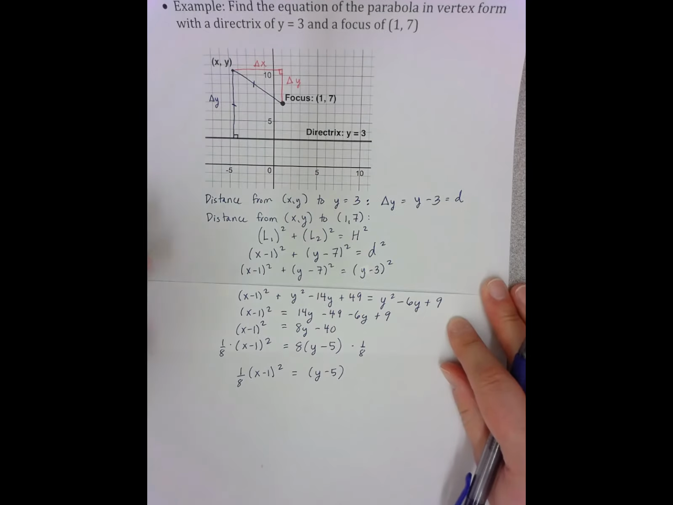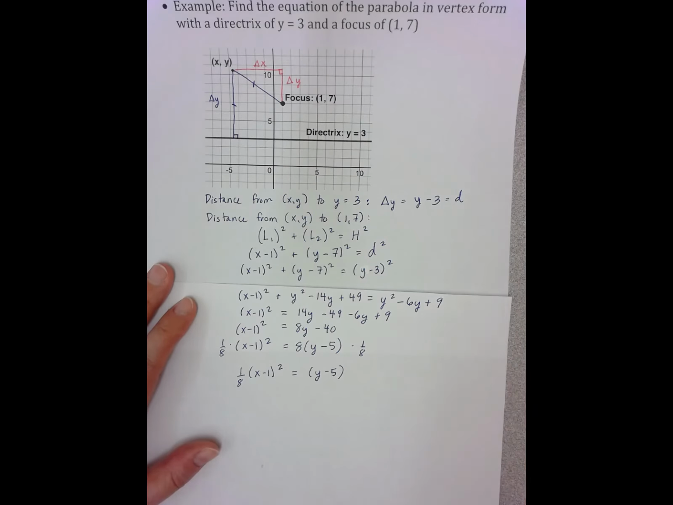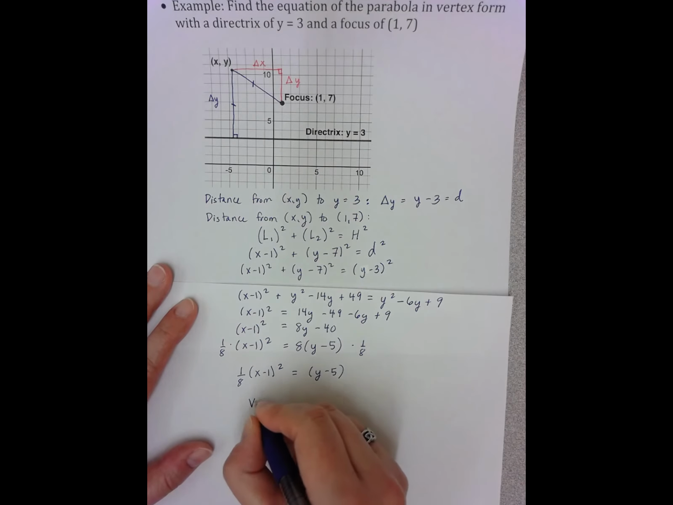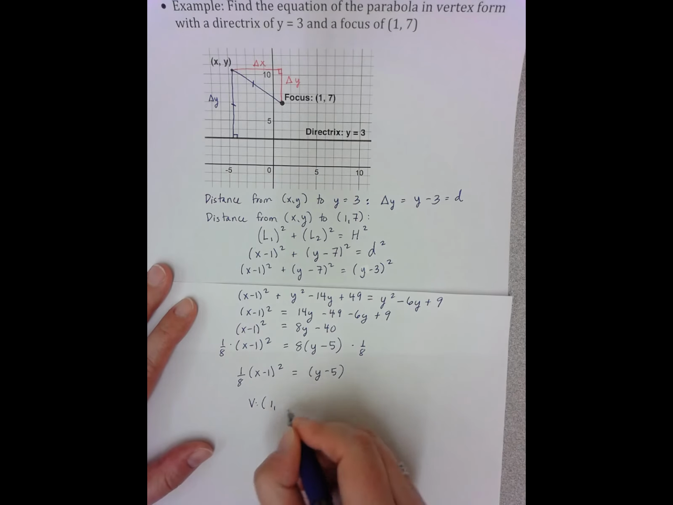Now this looks a little bit different than the form we used in the fall. However, it is a little bit nicer in terms of what we're doing with circles, because now I can look at this and read off the vertex very similar to the way I read off the center of the circle. So my vertex here is 1, 5.